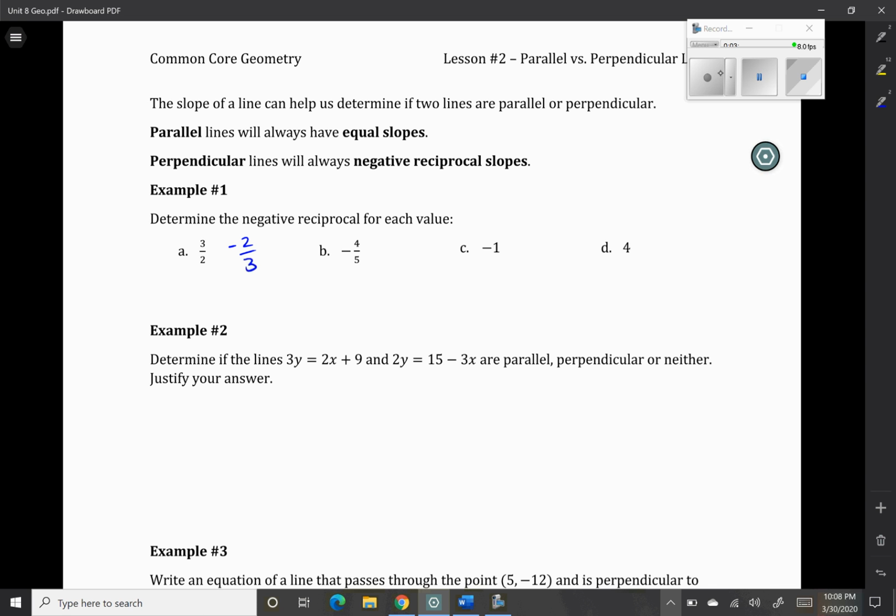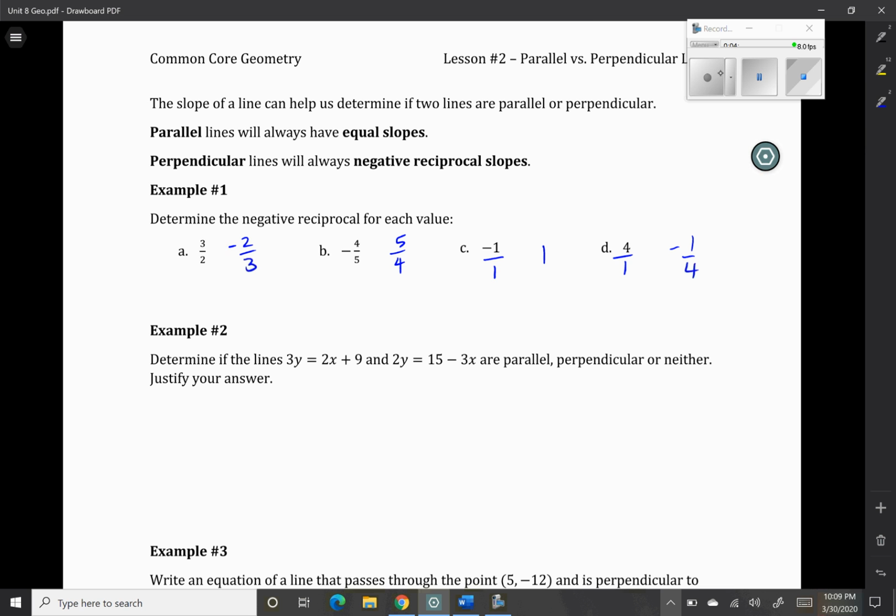For part B, if I flip the fraction and change its sign, the negative reciprocal there becomes +5/4. Part C is an interesting one. This is actually a fraction. It's -1/1. If I flip that, it's still going to be 1/1. And then if I change the sign, it's going to be +1/1. So we'll just say 1. 4 is also a fraction. It's 4/1. If you flip that and change its sign, it becomes -1/4.